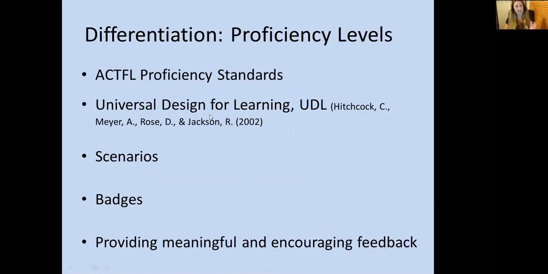The next pedagogy or framework of thinking about differentiation and proficiency levels and students with special needs, I found, is this Universal Design for Learning, or UDL. I've just got a little bit of information on there, but it lays a nice backdrop or foundation for what we're going to be discussing. And then we'll get into the fun stuff, the creative part, the scenarios, we'll have a little discussion about the badges, and then providing meaningful and encouraging feedback.